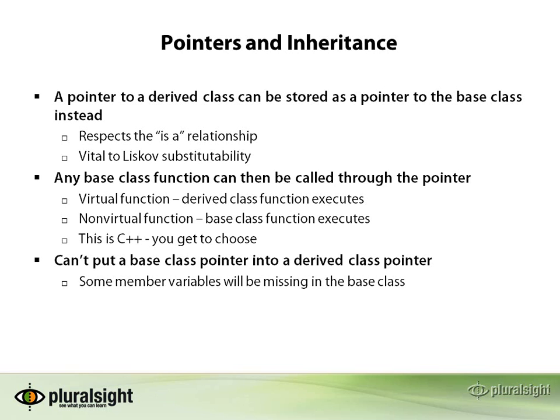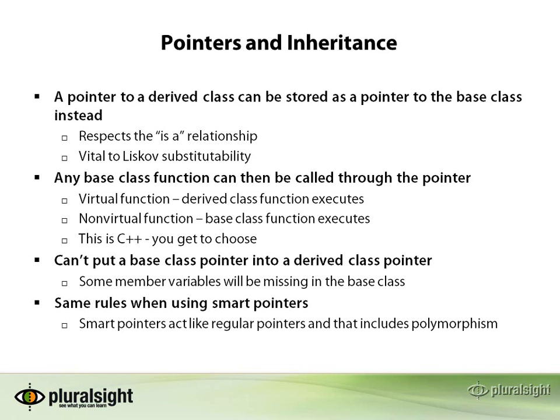Now, this relationship between base and derived only works in one direction. So you can't take a bank account pointer and hand it to something that's expecting a checking account pointer. That's not fair. Checking accounts might have an overdraft limit, and your bank account doesn't have that. So a pointer to an actual bank account can only be given to code that's expecting an actual bank account, not to something expecting a checking account. But a pointer to a checking account can always be given to code expecting a bank account because a checking account is a bank account.